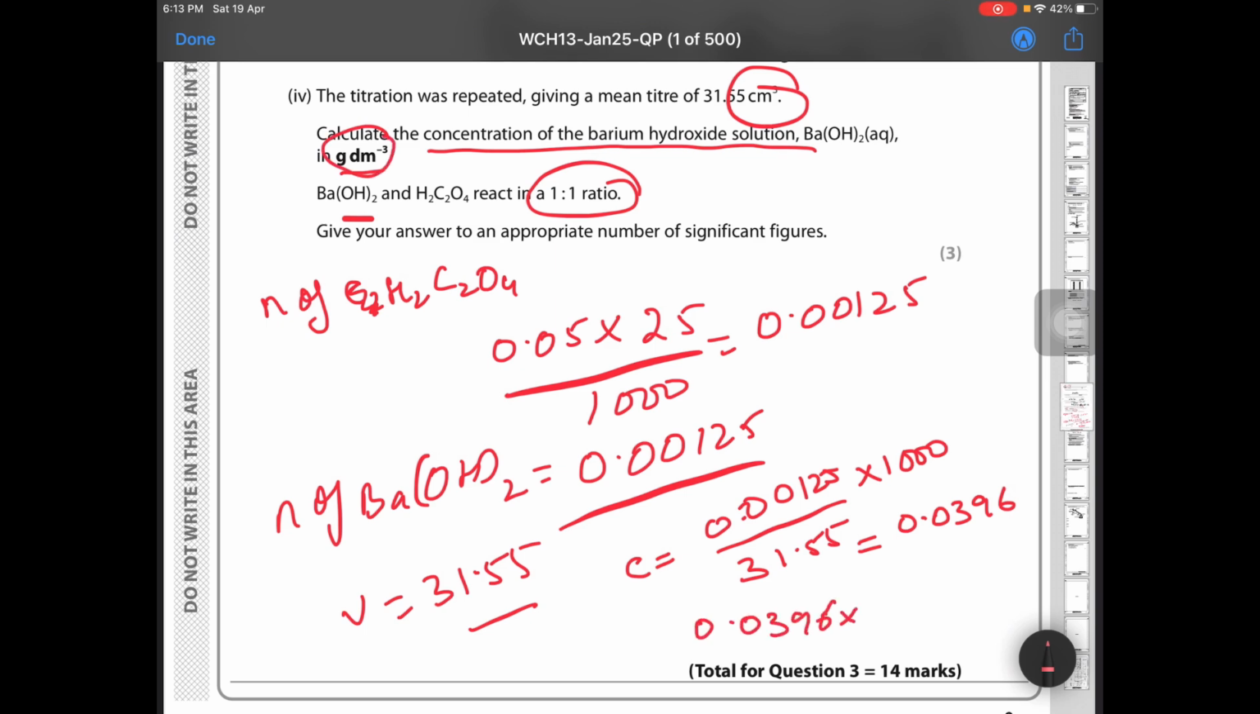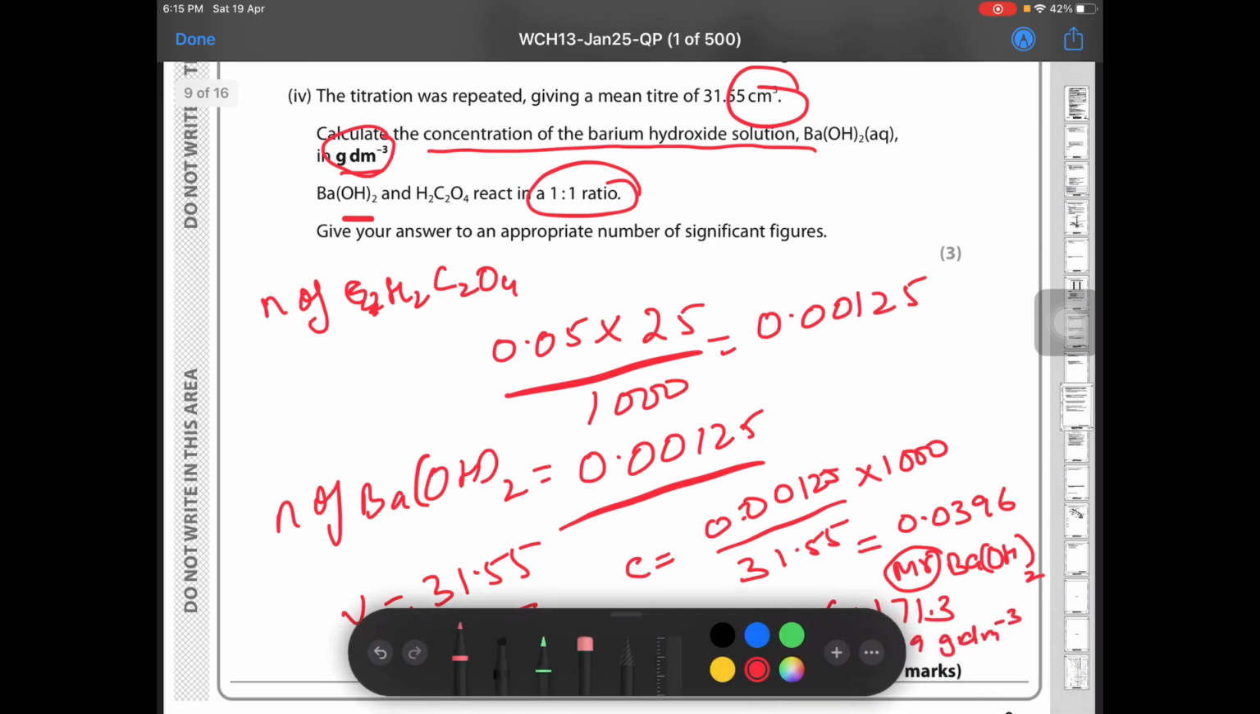Now the answer is asked in gram per decimeter cube, so you take this value and multiply with the MR of barium hydroxide. The MR of barium hydroxide is 171.3. You solve this, you will get the answer 6.79. You can round it off to 6.8 grams per decimeter cube. This is your final answer. Easy 3-mark question.